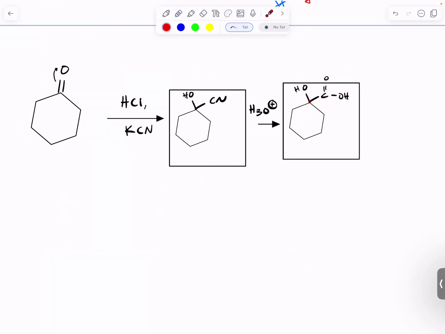So that's pretty cool compared to the last one. We were pretty separated from the ketone group, and it ended up staying as a ketone. And then our final answer included a carboxylic acid. So a unique little situation there. All right.